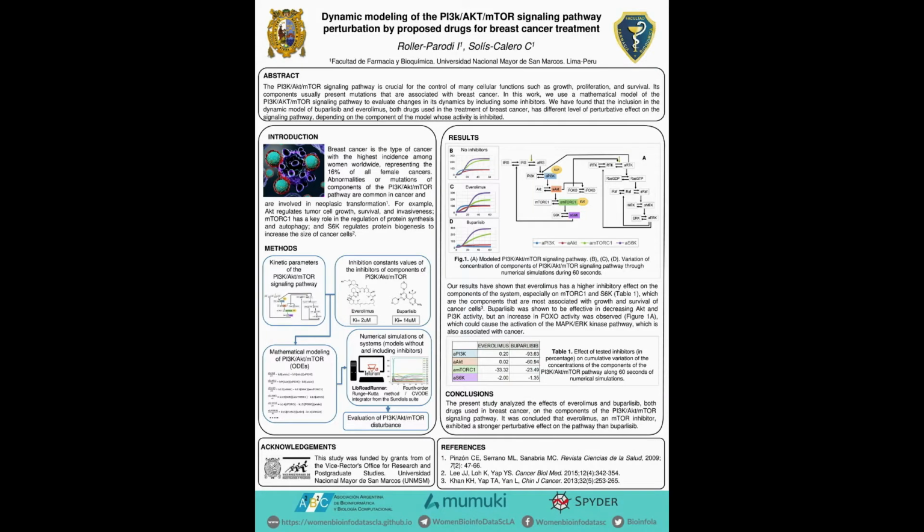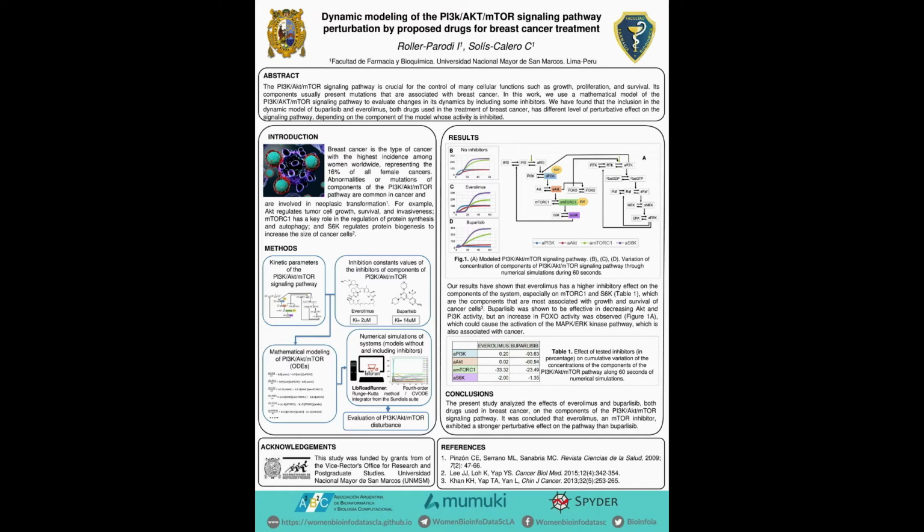The phosphoinositide 3 kinase, protein kinase B, mammalian target of rapamycin, or PI3K-AKT-mTOR signaling pathway is crucial for the control of many cellular functions such as growth, proliferation, and survival. Its components usually present mutations that are associated with cancer, being particularly common in breast cancer. Around 60% of tumors harbor genetic alterations that hyperactivate this pathway.